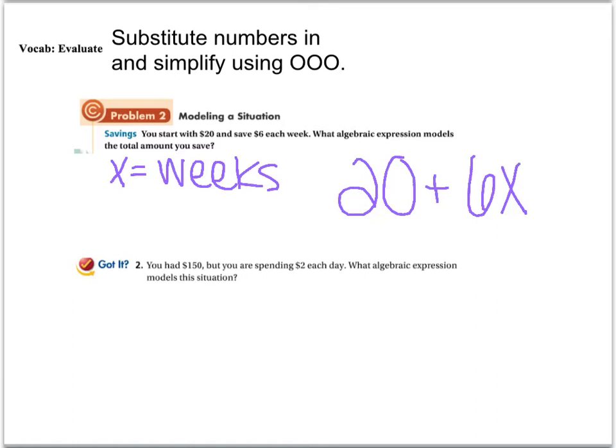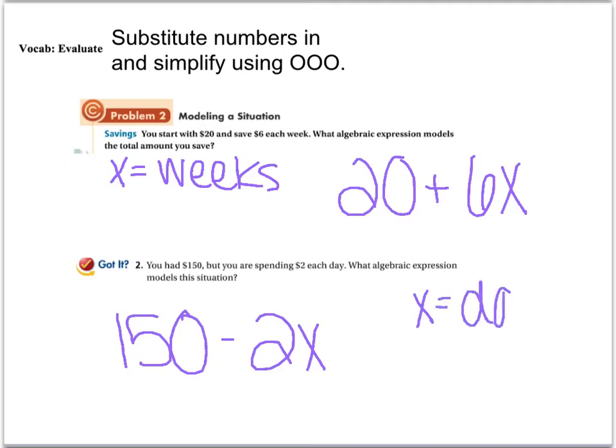So who can write this expression for me? Cameron. 150 minus 2x. And x represents? Days. Exactly. Why would we call these two algebraic expressions instead of algebraic equations? Jess? They don't have equal signs. Exactly.